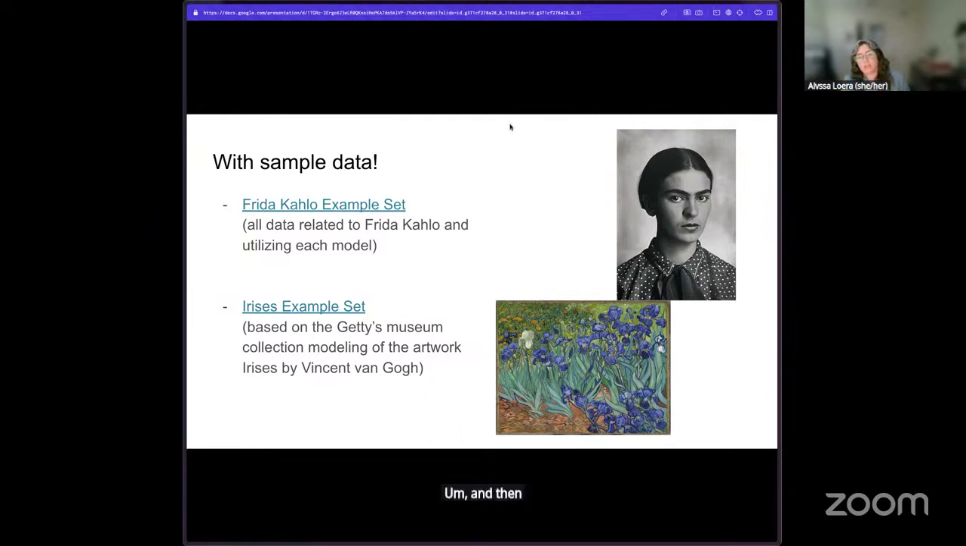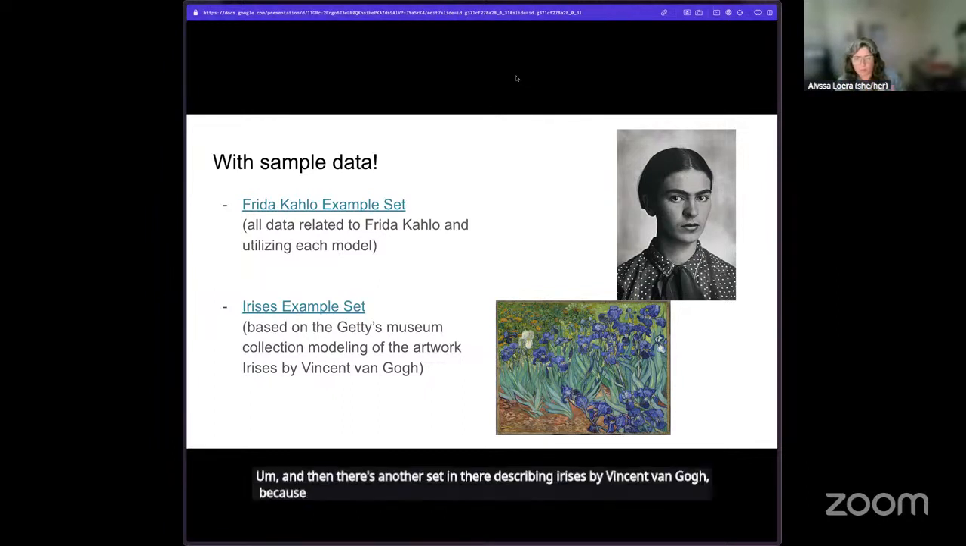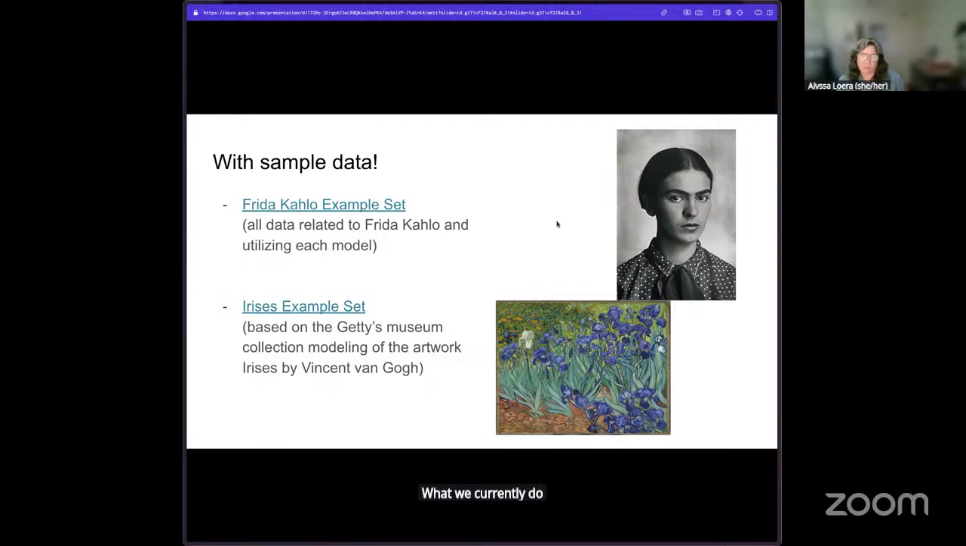And then there's another set in there describing irises by Vincent van Gogh, because it's a big piece at the Getty. And it has less data included in it because it's more of a representation of what we currently do with our museum collection.